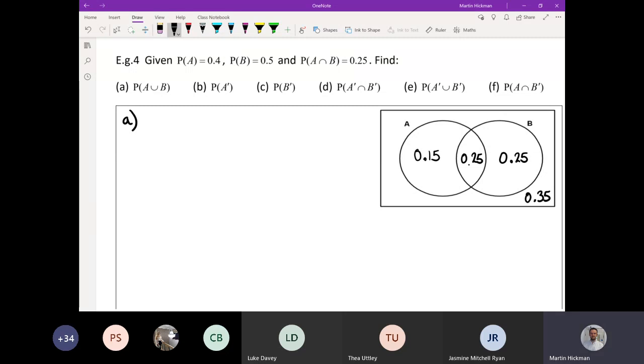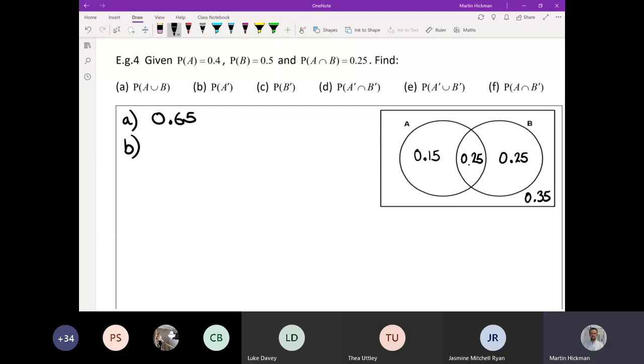So the first question is, what's the probability of A or B? Just in the chat, can you put in what you get as the probability of A or B? Excellent. I can see a lot of 0.65. So hopefully we'll agree. Just everything inside those circles there.